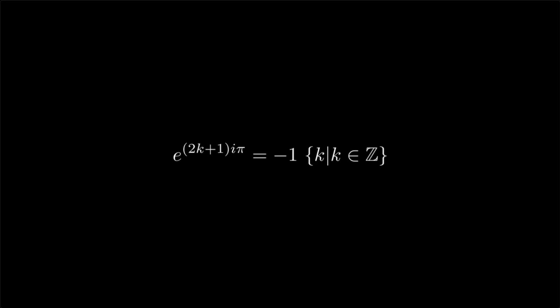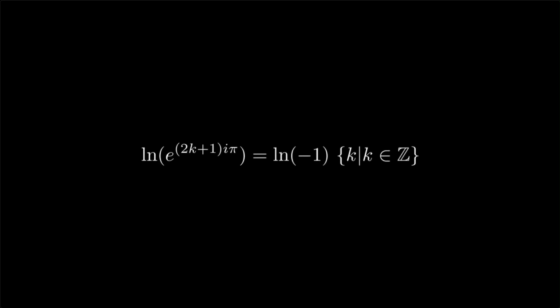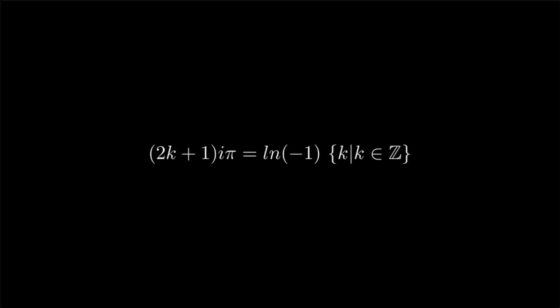So now we can take the natural log of both sides, and we can see that the natural log of 1 is equal to 2k plus 1 multiplied by i pi, where k is any integer. So now let's get rid of this, and let's just take a moment to look at the properties of logs.